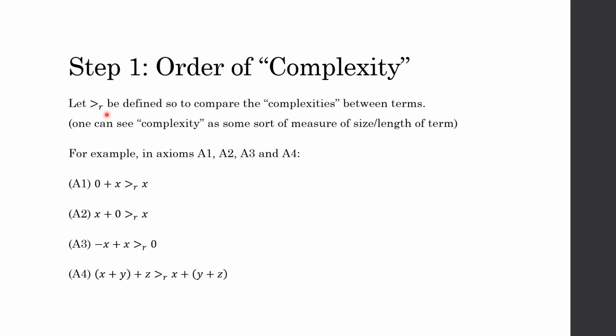To compare complexity, I put inverted commas because we will not be defining complexity in a more formal definition between terms. What we can see is that complexity is some sort of measure of length or size of the term. So for example, in A1 to A4, we have the equation 0 plus x, which will be greater than x in complexity. Over here also x plus 0 will be greater than x in complexity, and lastly over here we have negative x plus x to be greater than 0 in terms of complexity.